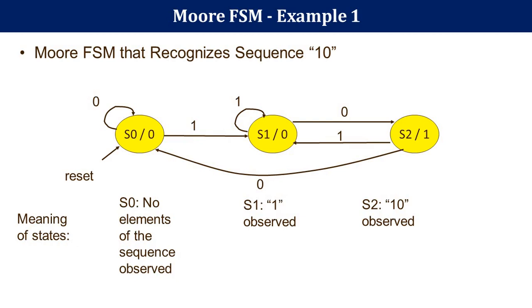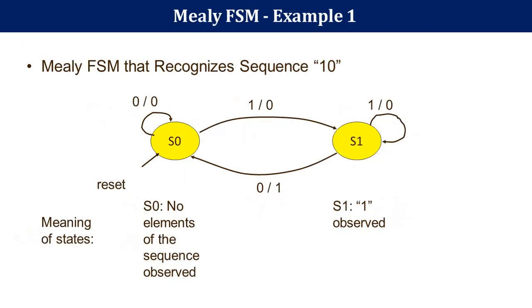And at S2, if after the sequence 1 0 a 1 appears again, it will move from S2 to S1, because a 1 is already detected here. And if a 0 input appears after the sequence, it will move to the first state, meaning it will transit from S2 to S0. Here S0 means no elements of the sequence are detected. At S1, 1 is observed, and at S2, 1 0 is observed, meaning the sequence 1 0 is completed at S2. This is about the Moore machine. In this way you can draw the state diagram for the sequence 1 0.